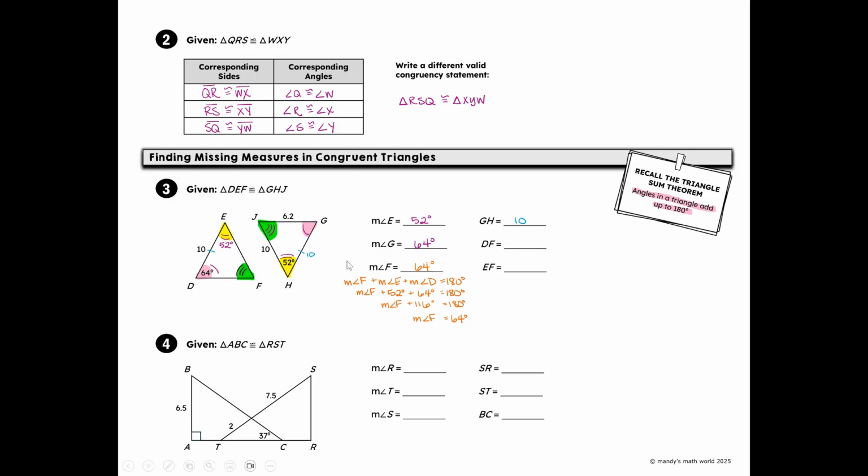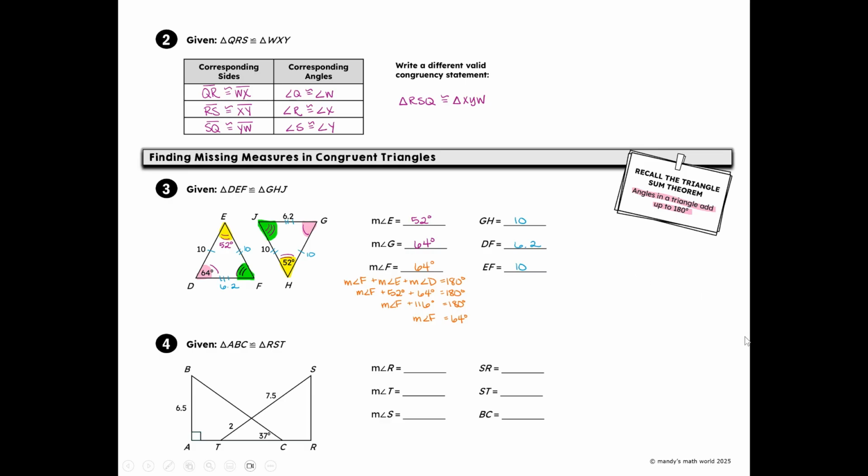What about the length of DF? Well, DF is down here, right? DF, first and third position, it's congruent to GJ. That's right here. These two lengths are congruent, which means this is also 6.2. And then EF, what would that be? EF is congruent to HJ, or JH, which means these are both 10. Have a side length of 10.